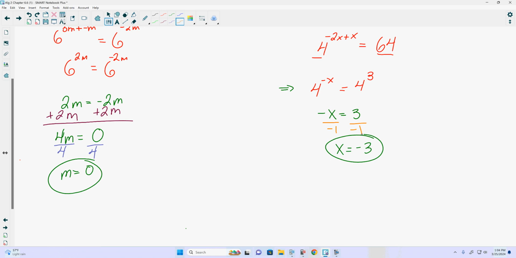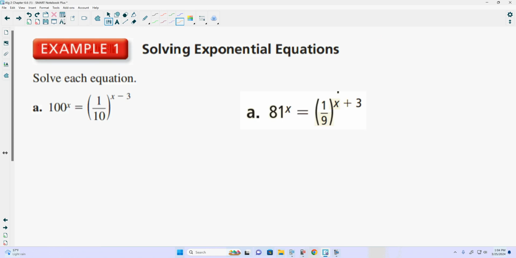Questions on this here? But the big thing with these here is just making sure the bases are the same, because once we get them to be the same, we can set the exponents equal.